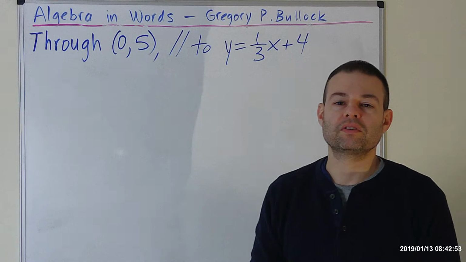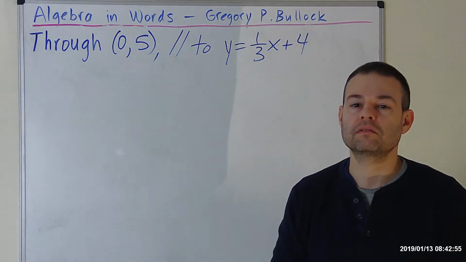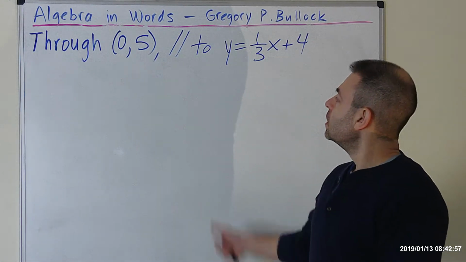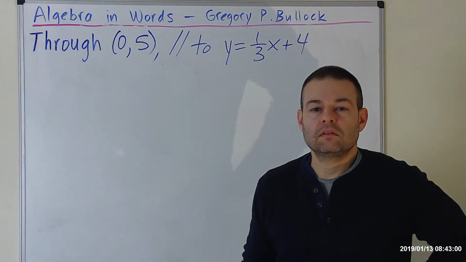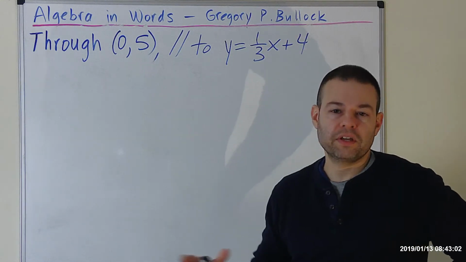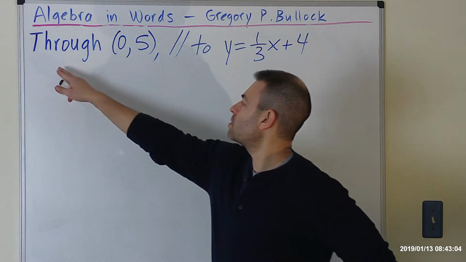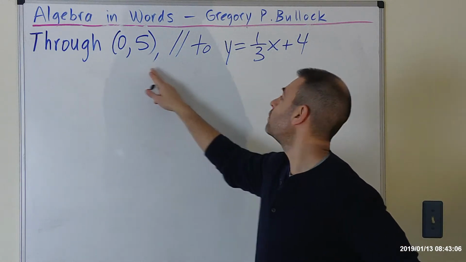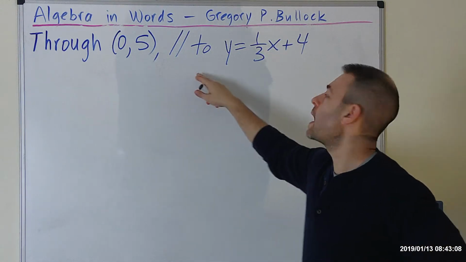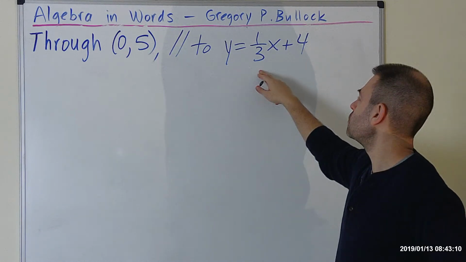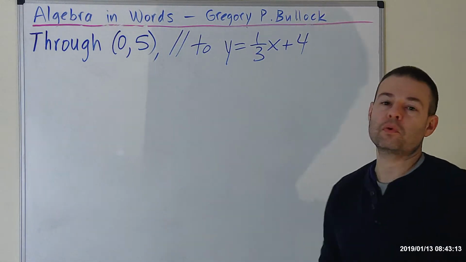What I have on the board is a typical type of question that you can be asked. So let's take a look. The question asks to give the equation of the linear equation that passes through this point, 0, 5, and is parallel to this line defined by y equals 1/3 x plus 4.